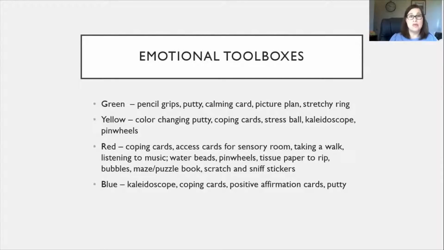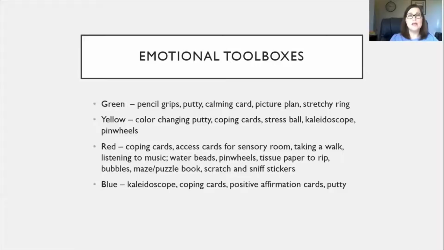At the yellow level, we want to increase the activity level that the child can engage in, because clearly the child at that point would be experiencing some emotional distress. So we might include something like color changing putty, coping cards for when you're feeling frustrated, perhaps a stress ball.